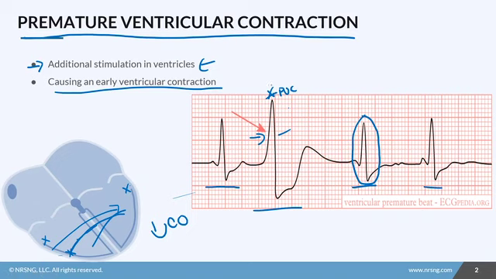Now, just like in PACs, you've got to have an underlying rhythm. You can't just have a bunch of PVCs, because that would be another rhythm that we'll talk about later. You've got to know the underlying rhythm. So let's do the 6-step method and break down the characteristics of the PVCs on an EKG.